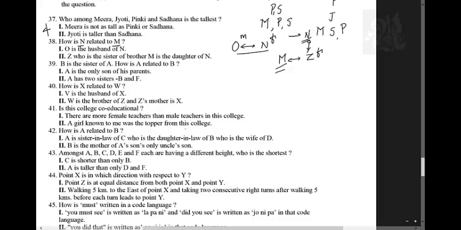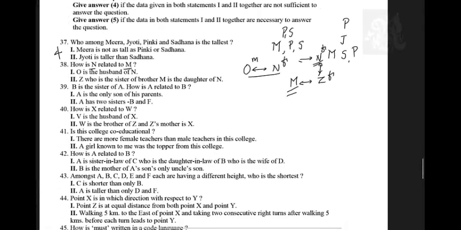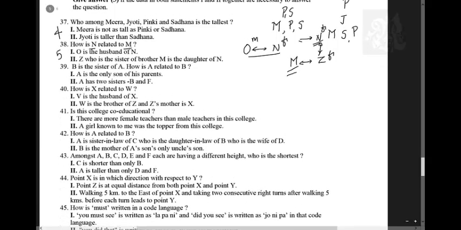Now combine. O is the husband of N. I know N is a female now. So N is M's mother. So the answer is, the question can be answered by combining both, 5. That's why you have the accuracy trap here. Next question. Got the point?